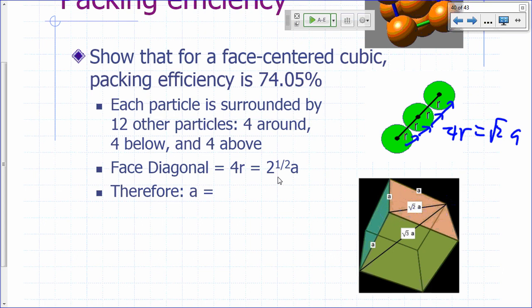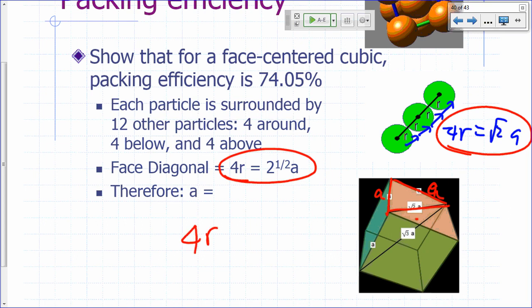Okay, so for the diagonal of a face, this is A, that's A, so this must be square root of 2A. The length of the diagonal of a face is equal to square root of 2 times A. So you can say that A is equal to 4R over square root of 2.